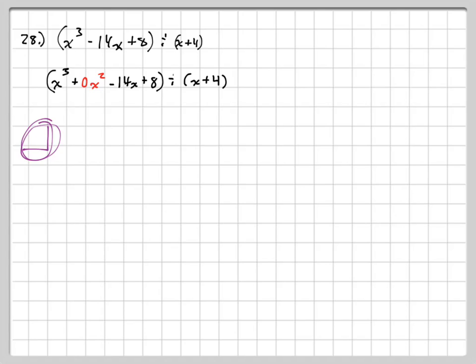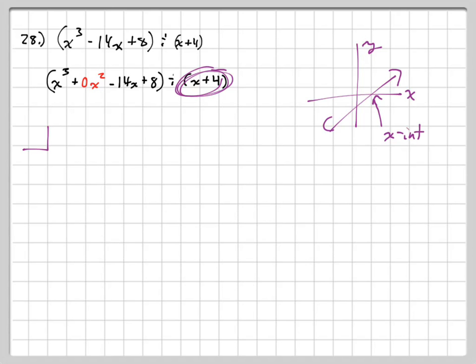Now, x-intercepts have different names. There's x-intercept, there's roots, there's zeros, there's solutions. You can call it all of those. Okay? I like saying x-intercepts because I like having a picture in my head. And when I say x-intercepts, I know what an x-intercept looks like. If I look at a line right here, that right there is the x-intercept because that's where it crosses the x-axis. Okay? So, if this is one of the factors, what would the x-intercept be? It'd be negative 4. So, we have negative 4 right there.